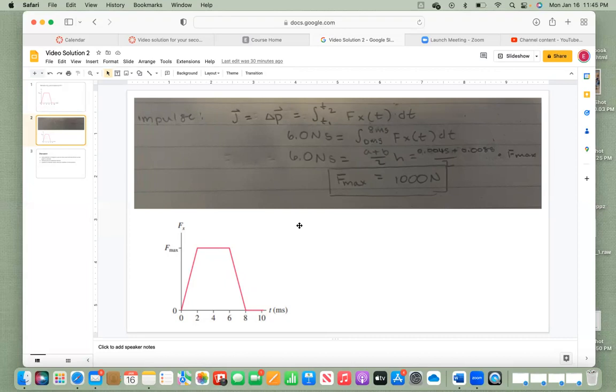So we know that the top of the trapezoid is going to be from 2 to 6 milliseconds, which is a difference of 0.004 seconds. And then the bottom of the trapezoid spans all the way from 0 milliseconds to 8 milliseconds, or 0.008 seconds. And then our only unknown is going to be the height, which is F max. So we can solve for F max to be 1000 newtons.